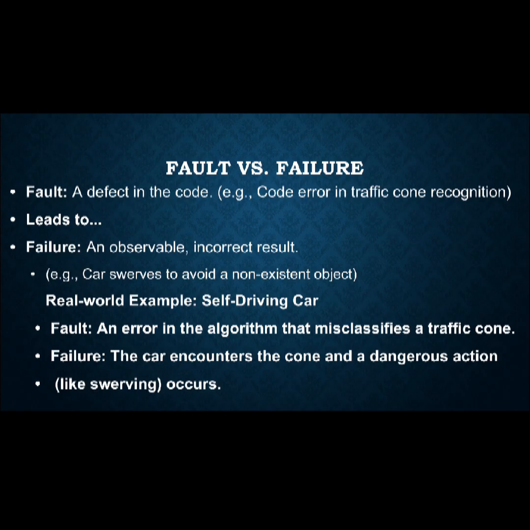That dangerous collision is the failure, the tangible negative outcome that the user experiences. The fault was there from the beginning, but the failure didn't occur until the car encountered that specific situation in the code. Understanding this distinction is the first step towards building more reliable software. Our goal isn't just to fix failures, it is to find and eliminate the underlying faults so that failures never have a chance to occur in the first place.